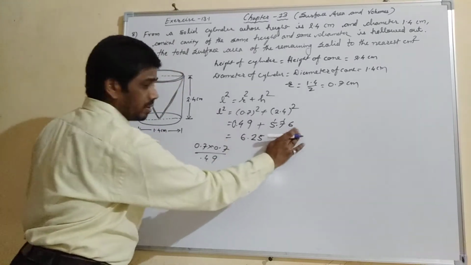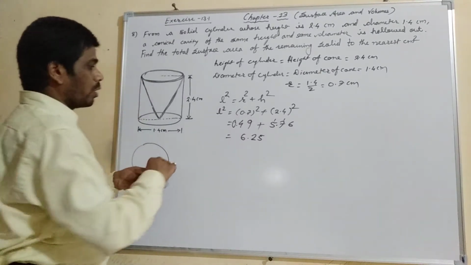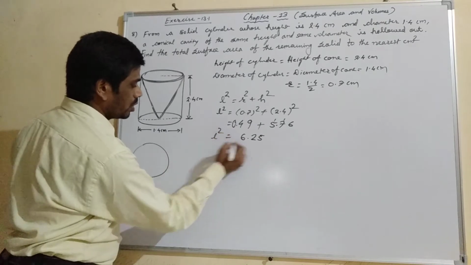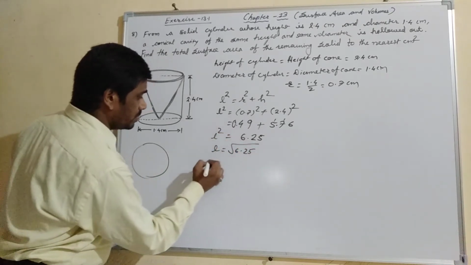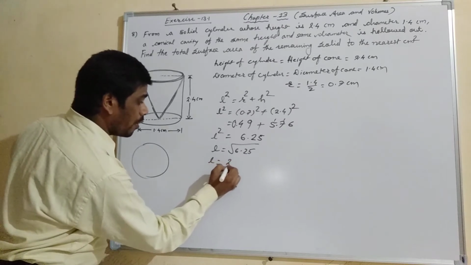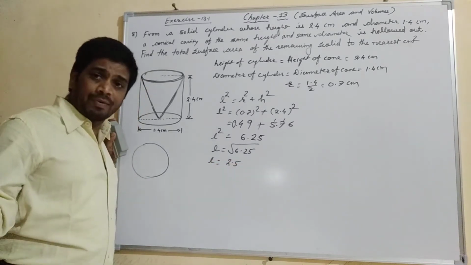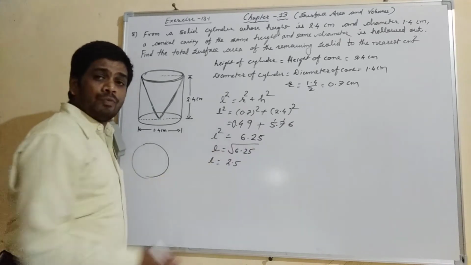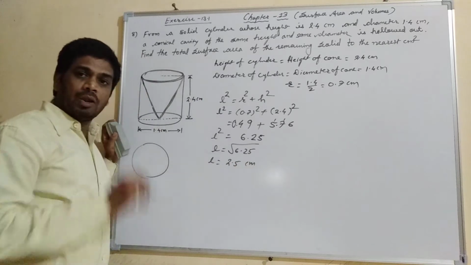This is L square. But what do we require? L. So L will be the square root of this. L square equals this, so L is equal to the square root of 6.25, which means it will be 2.5. 625 is the square of 25, so 6.25 will be the square of 2.5 centimeter. This L also we got.